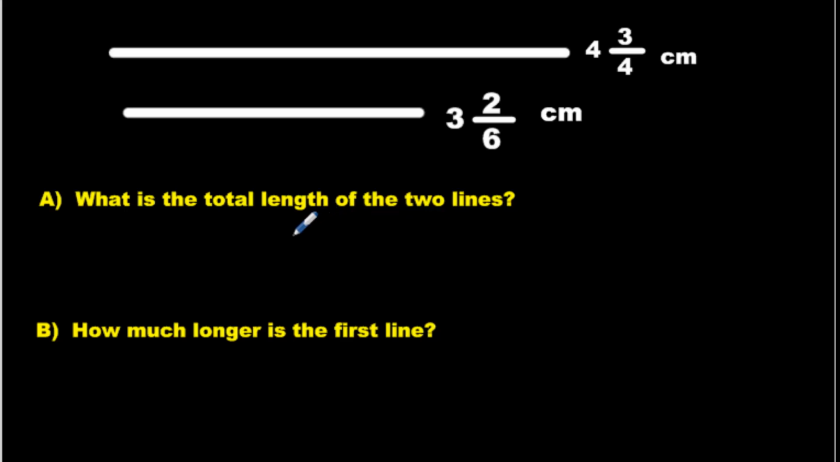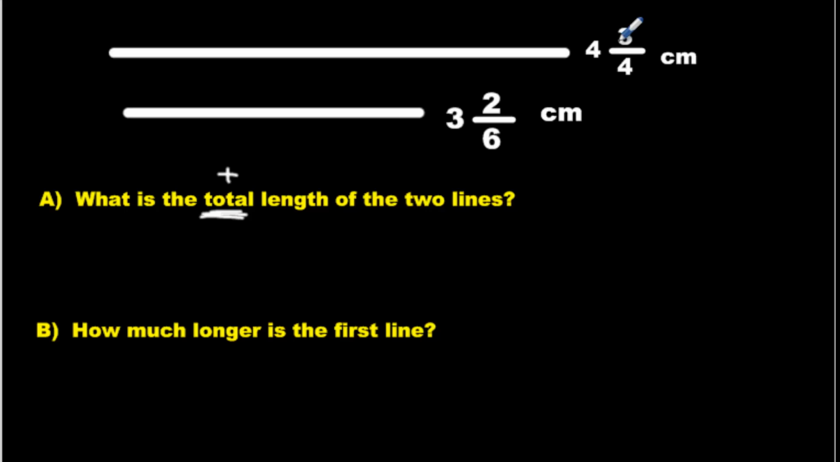Last question. We have two lines. What is the total length of the two lines? That's question 1. How much longer is the first line? Decide: adding or subtracting? Okay, question A, what did you say? If you said subtraction, no, not quite. What is the total length? That's addition. Total means add.